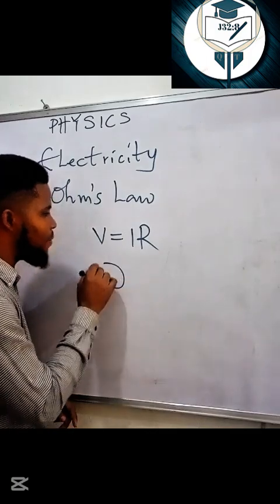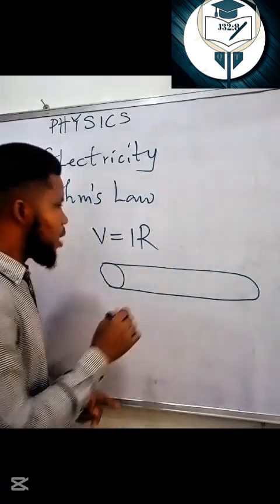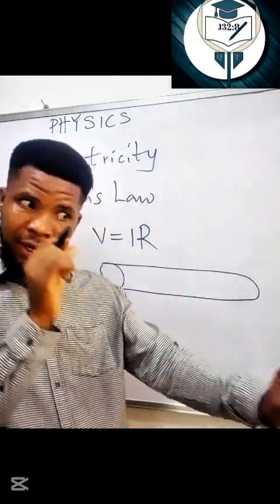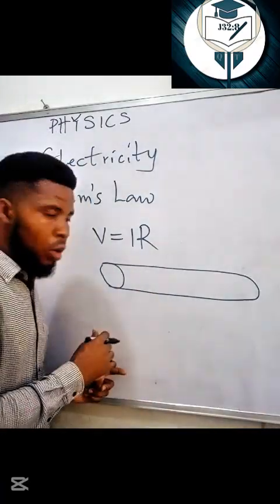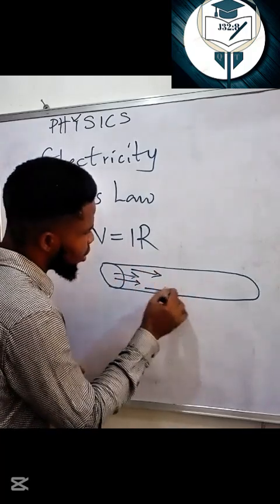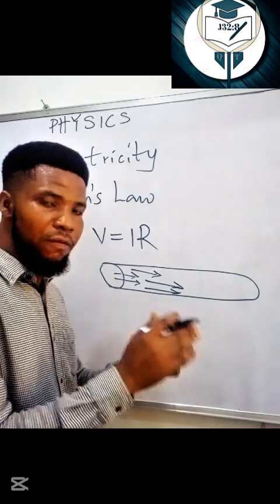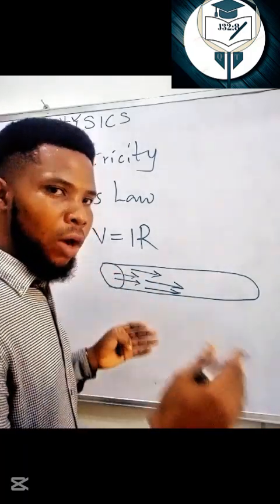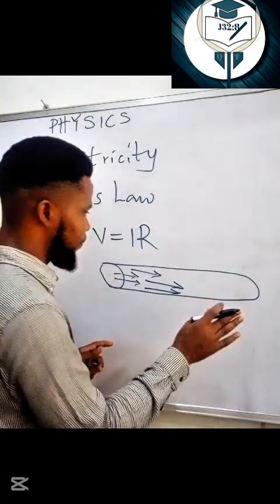So let's assume we have a metallic conductor. All metallic conductors, most of them, are in cylindrical form. Tiny cylinder, elongated. So what does Ohm say? Ohm said, let's assume that this is our current flowing this way. In our previous class, we said that if electron is flowing that way, current will be flowing this way. So electron and current are moving in opposite directions.